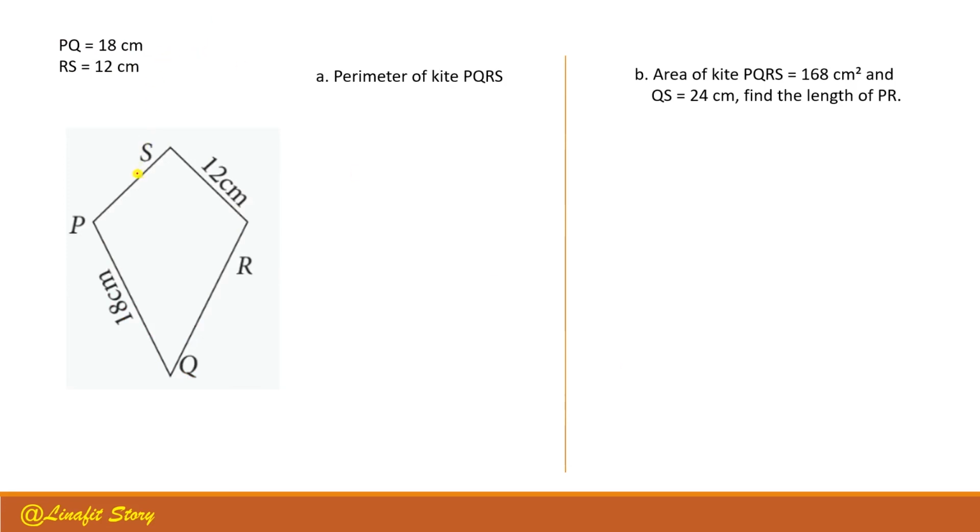If PQ is 18 cm, RS is 12 cm. Question A. Find the perimeter of kite PQRS. So the perimeter is 12 plus 12 plus 18 plus 18 is equal to 60 cm.